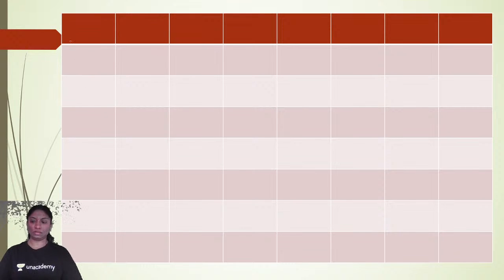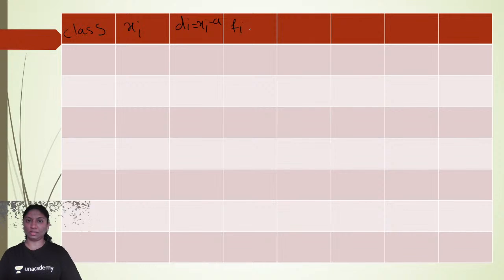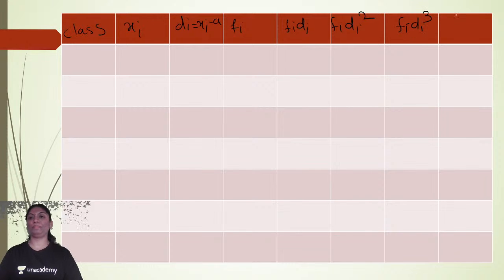0 to 10 ये है क्लास, और ये है क्लास मार्क xi. हमें यहाँ पे लगेगा di, xi minus a, then fi दिया हुआ है, then xi, fi into di, fi into di square, fi into di cube, fi into di raised to 4.